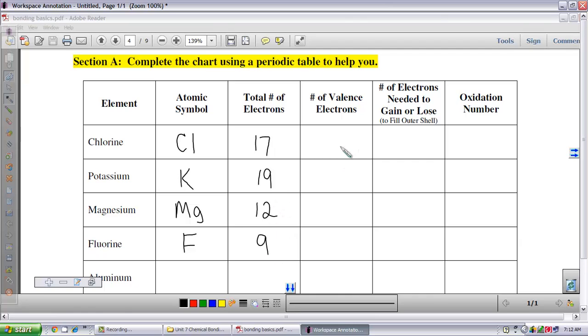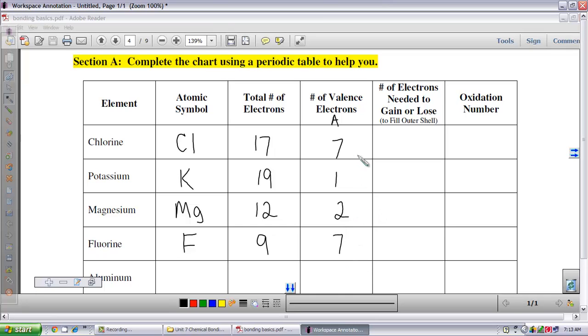Now, if you want to know the number of valence electrons, remember that is the number that's right before the A. So if it's a group 1A, it has 1 valence electron, 2A is 2 valence electrons, 3A is 3 valence electrons, and so on. So if you look at chlorine, it's in group 7A, which means it has 7 valence electrons. Potassium is in 1A, so it has 1. Magnesium's in 2A, so it has 2 valence electrons, and fluorine again has 7.